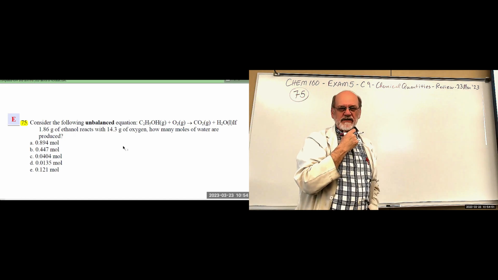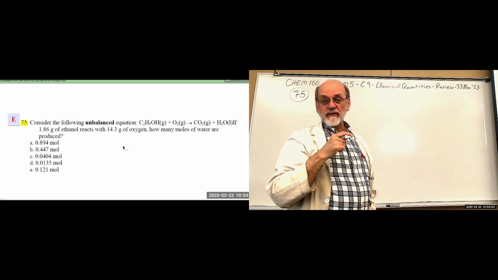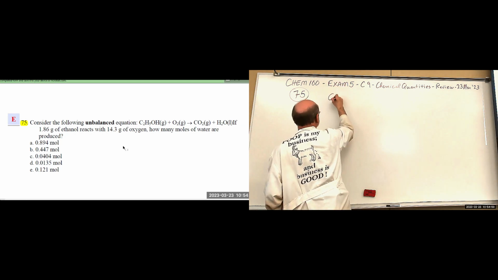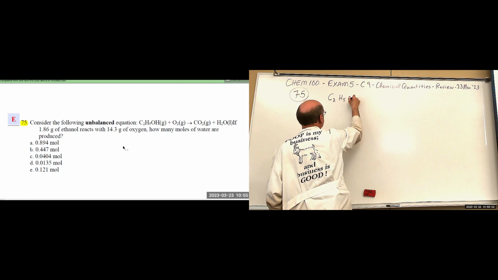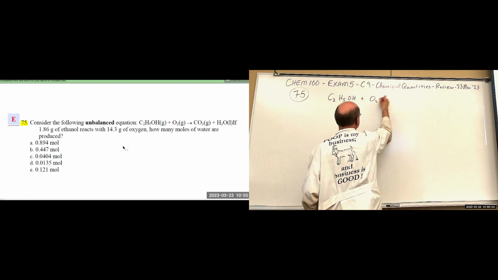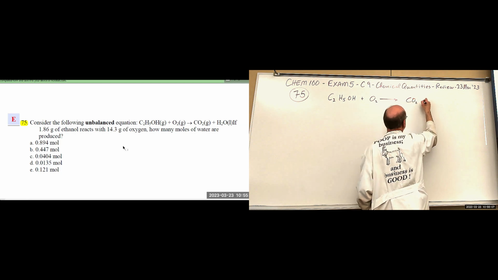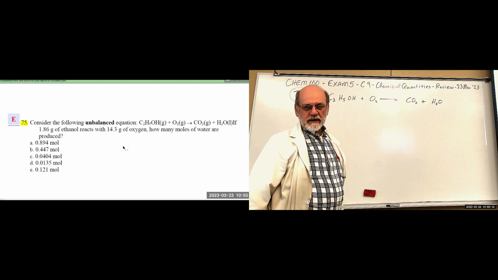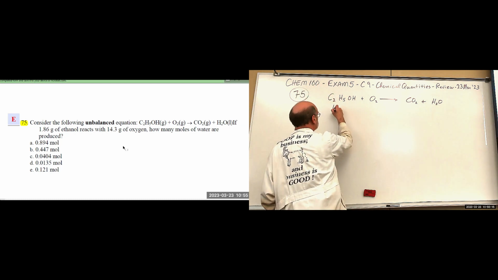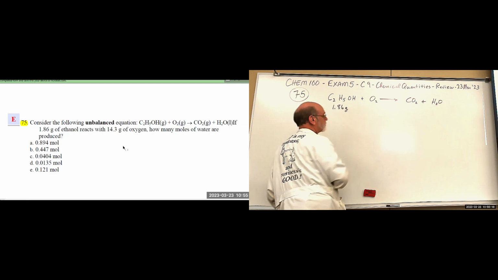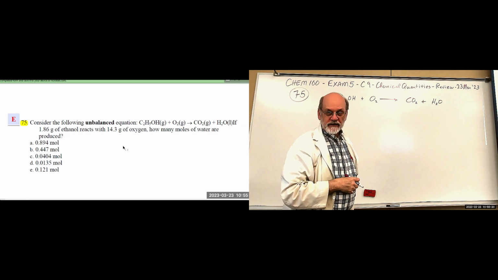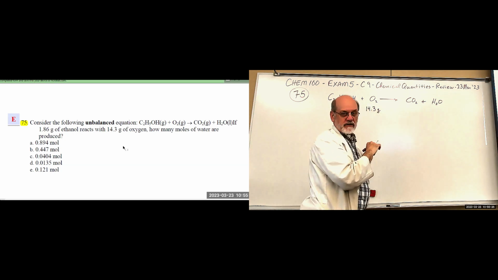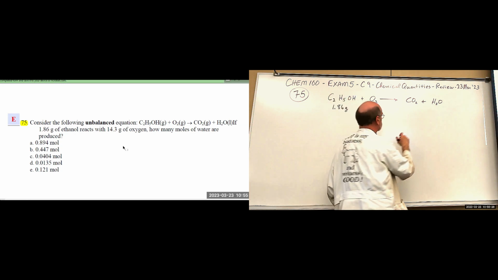All right. Consider the following unbalanced equation. We balanced this one before. C2H5OH plus O2 equals CO2 plus H2O. And if 1.86 grams of ethanol reacts with 14.3 grams of oxygen, how many moles of water are produced?